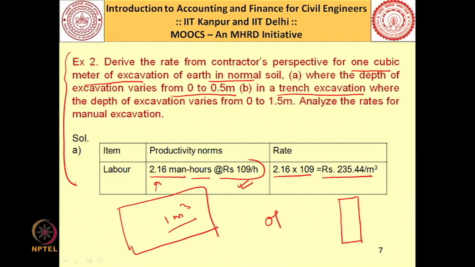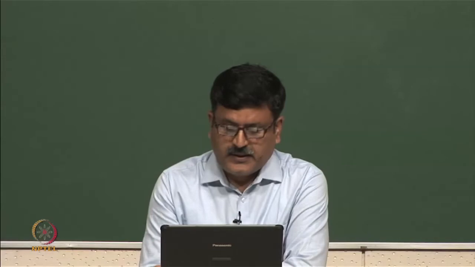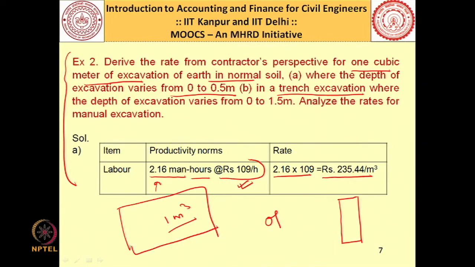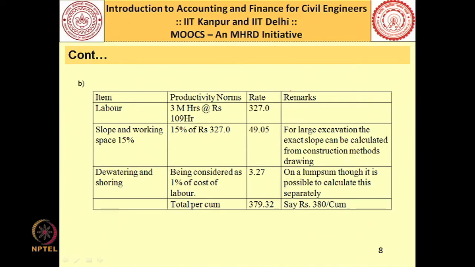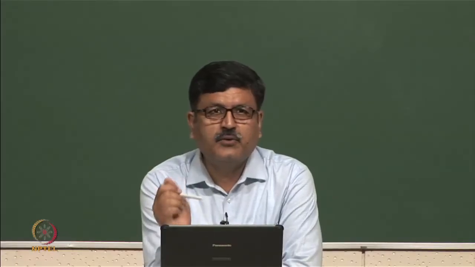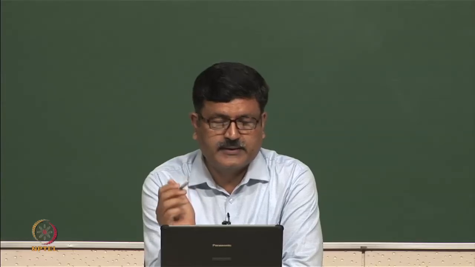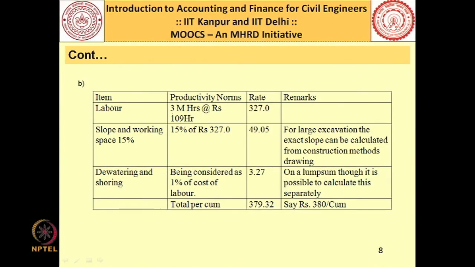Now, if I have to do the trench excavation, my past experience shows the value is going to be higher. So, that means I need more man hours for doing 1 cubic meter of excavation if I am excavating a pit, whereas I would require only 2.16 man hours if I need to do open excavation. So, here what I have done, I have taken 3 man hours as the productivity norm, and here again I am taking 109 rupees as hourly wages in the form of a direct cost. So, when you multiply 3 with 109, you are getting 327.